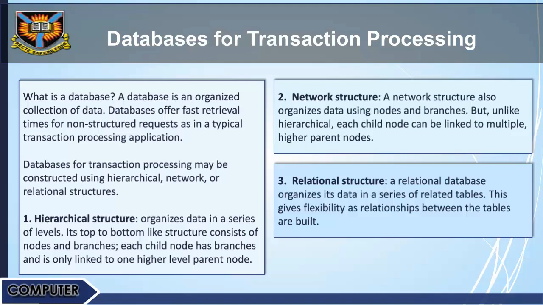1. Hierarchical structure organizes data in a series of levels. Its top to bottom like structure consists of nodes and branches. Each child node has branches and is only linked to one higher level parent node. 2. Network structure. A network structure also organizes data using nodes and branches, but unlike hierarchical, each child node can be linked to multiple higher parent nodes. 3. Relational structure. A relational database organizes its data in a series of related tables. This gives flexibility as relationships between the tables are built.